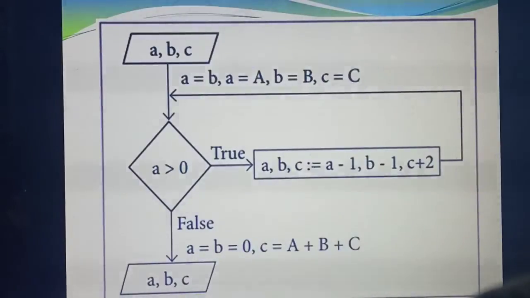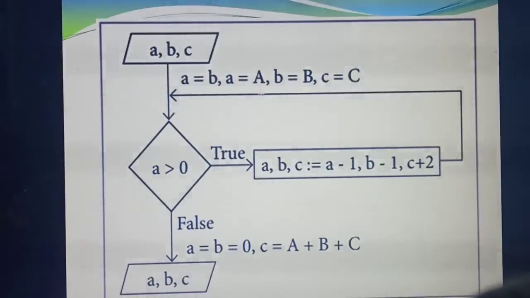Same thing you have drawn in a flow chart. See, how many inputs are there? 3 variables. What are they? A comma B comma C. Come down, the arrow mark is going down. Condition is value of A is greater than 0. If the condition is true, what do you need to do? How will the values of A, B, C change? Value of A is reduced by 1, B is reduced by 1 and the value of C is increased by 2.